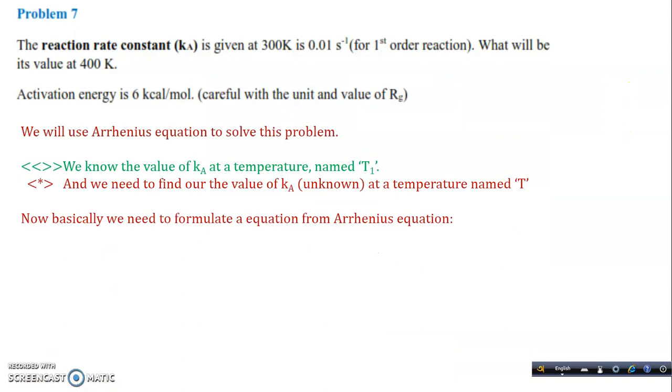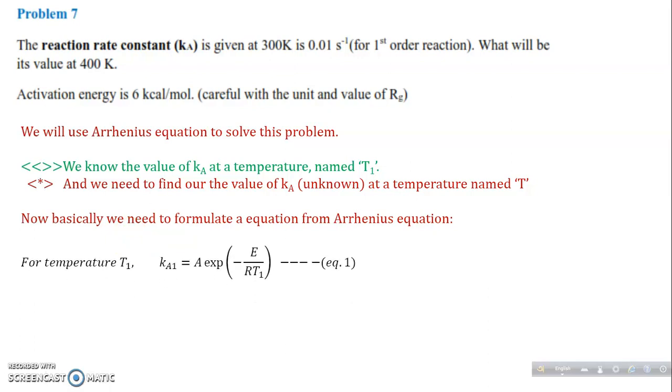So here we will use the Arrhenius equation to solve this problem. We know the value of Ka at a temperature, let's say T1. Here in this problem it is 300 Kelvin, but let's name it T1 as we are trying to formulate an equation. Say at temperature T1 we know the value of Ka, and we need to find the unknown value of Ka at a temperature T. So we will formulate an equation from the Arrhenius equation.